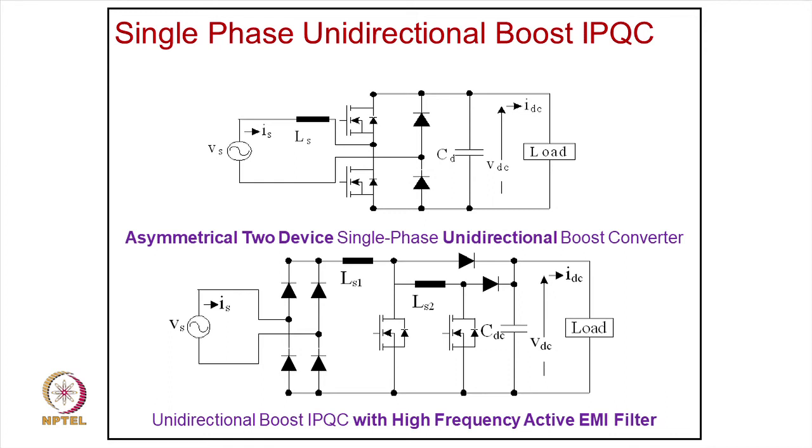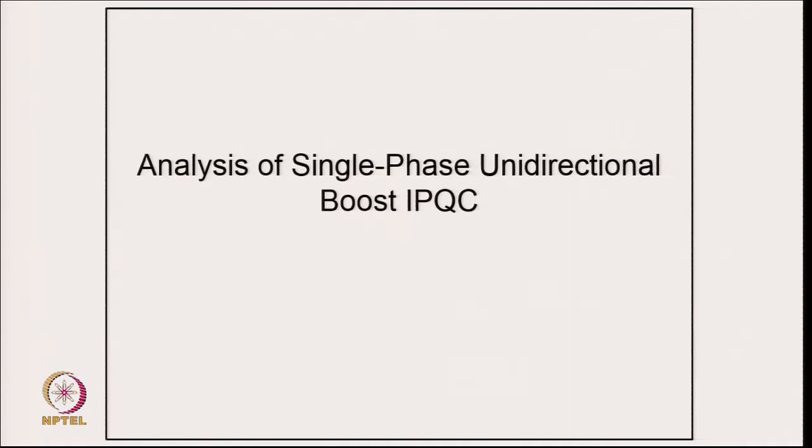But the high frequency one operates at high switching frequency. After this, why have we considered so many controls, and why is so much reported for this improved power quality single phase unidirectional boost converter?